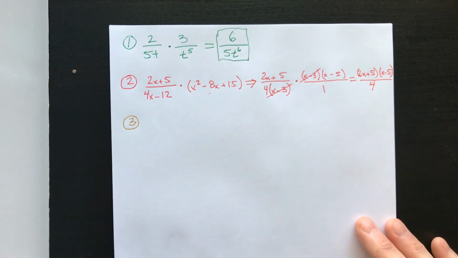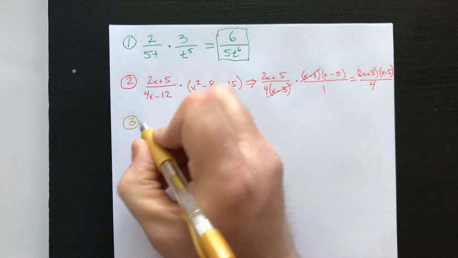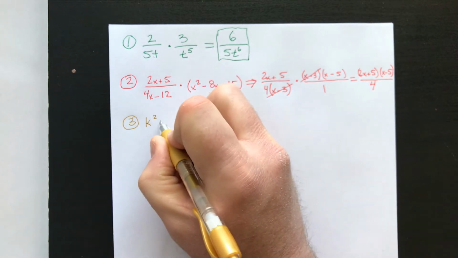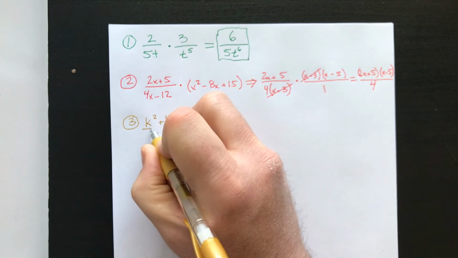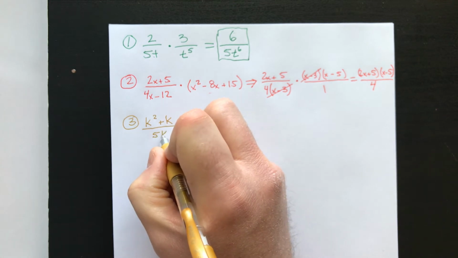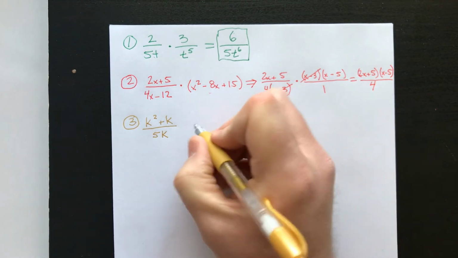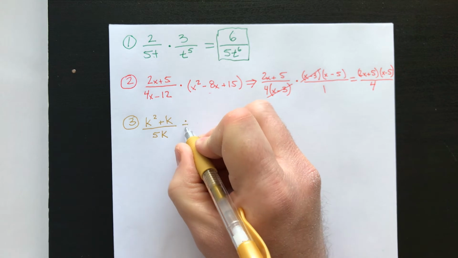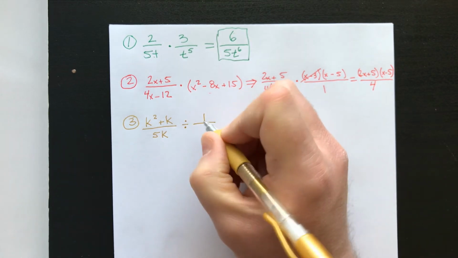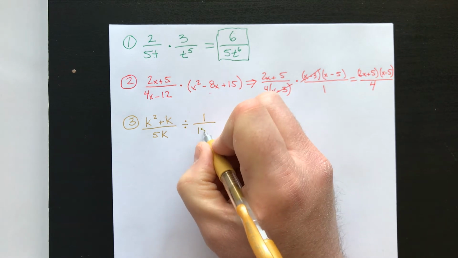Get our gold out. So now we have division. We have k squared plus k. Well, right away I know that I can factor that. All over 5k. And it says divided by 1 over 15k squared.